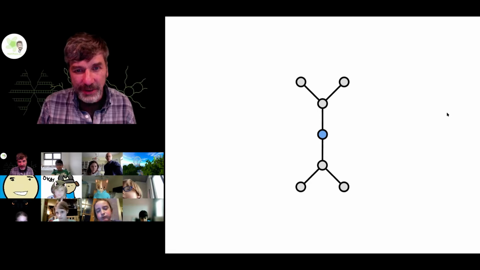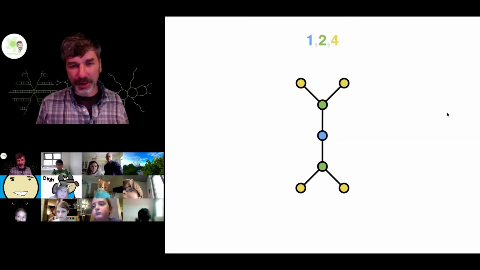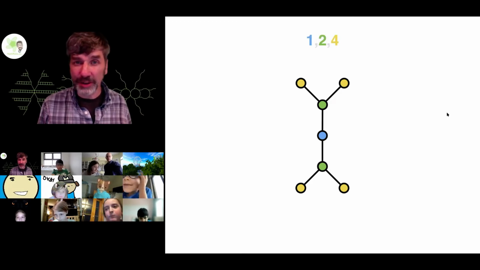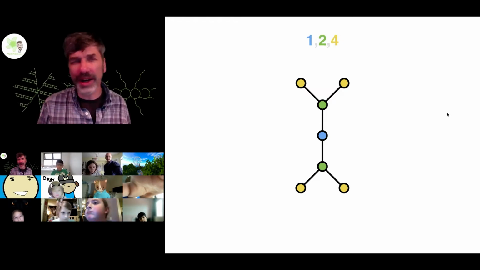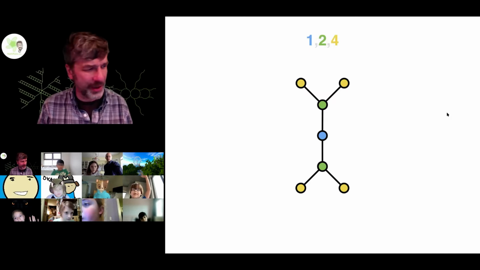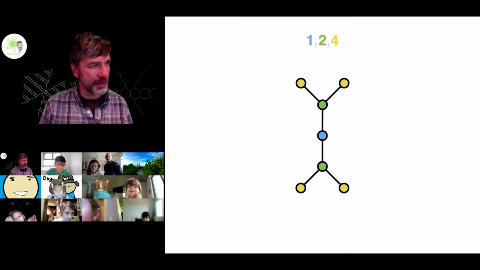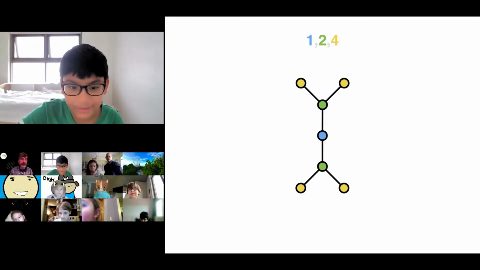Okay, so let us now look at a numbering system for each of these tree folk. This tree folk person, we're going to call a 1, 2, 4 person. Can you think of why I might call it a 1, 2, 4 person? Rohan, what do you think? Why might I call this a 1, 2, 4 person? Because there's 1 blue dot, 2 green dots, and 4 yellow dots.